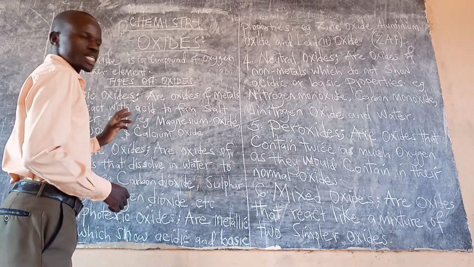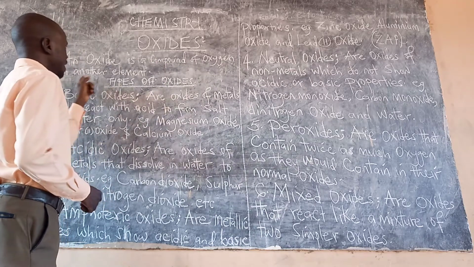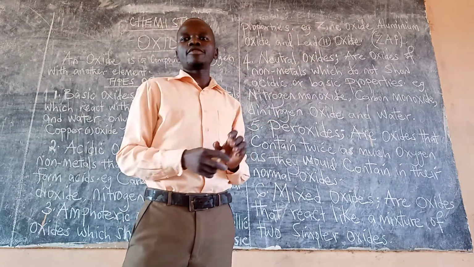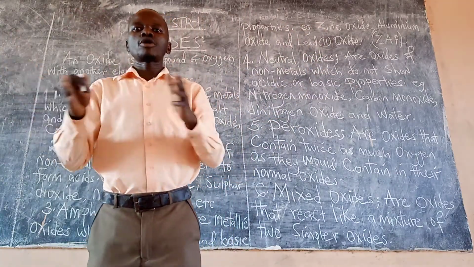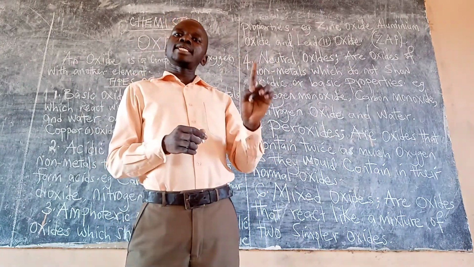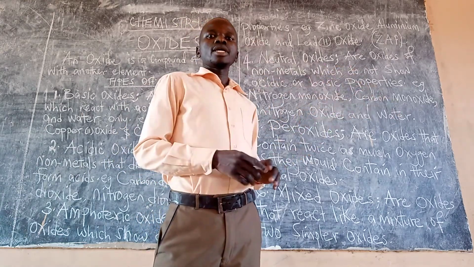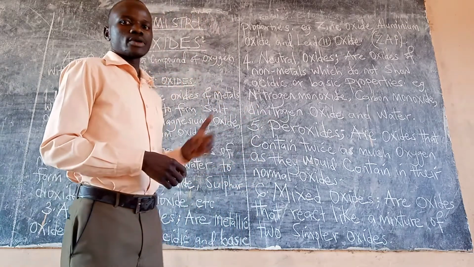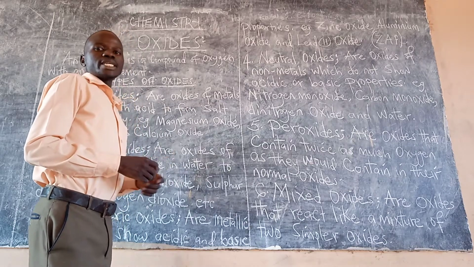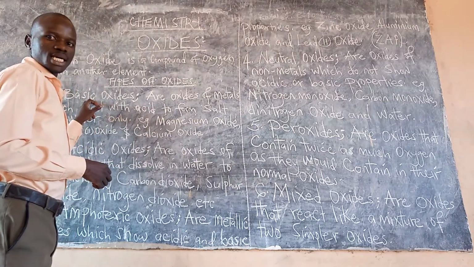By definition, an oxide is a compound of oxygen with another element. A compound of oxygen which has been combined with an element. For example, when oxygen has been combined with sodium, we call it sodium oxide. So an oxide is that particular compound of oxygen that has been combined with another element. Oxides have been classified into 6 types, and number 1 is called the basic oxides.